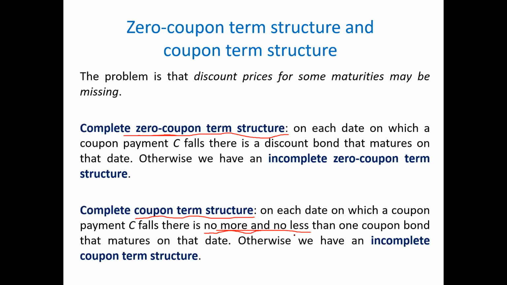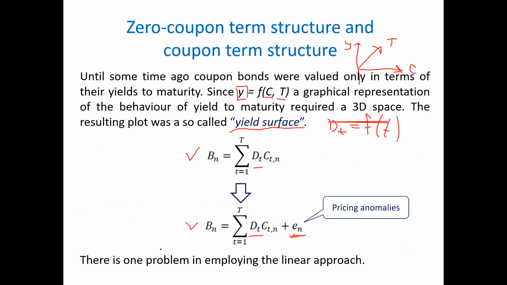Anyway, we have a zero coupon term structure which is complete if for each date when coupon payments fall, we have a discount price. If this is so, then there is no problem in reconstructing the coupon bond's price. We just take all the discount prices which we need and construct the price of a coupon bond. So we do not have any gaps, we do not have any discount prices missing. In this case, there is no problem in obtaining the fair price of a coupon bond.